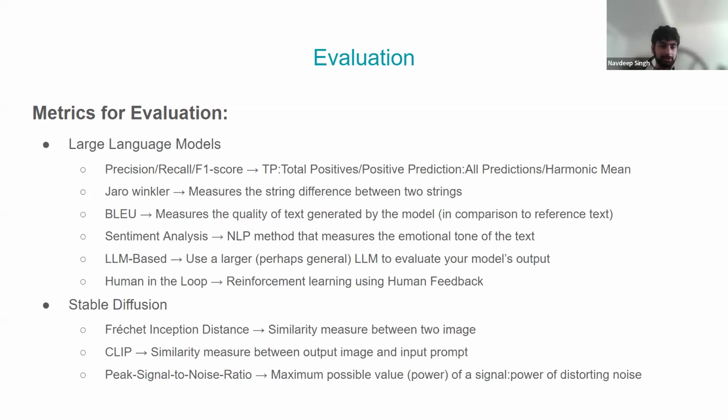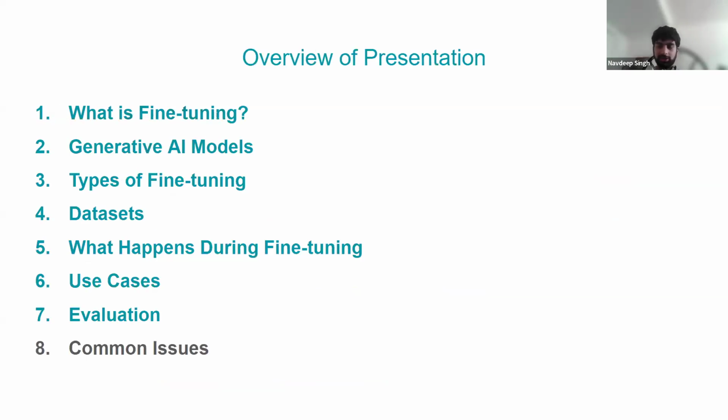Stable diffusion has similar ones. FID is the similarity measure between two images, so kind of like Gerald Winkler. CLIP, remember, with stable diffusion and text to image, the goal is for the output image to closely represent the input text. So this is going to measure, okay, how closely do these two align? And PSNR, peak signal to noise ratio. Long story short, you can use it for things like how good is the quality of the image, how blurry is it, how clear is it, right? Things of that nature.